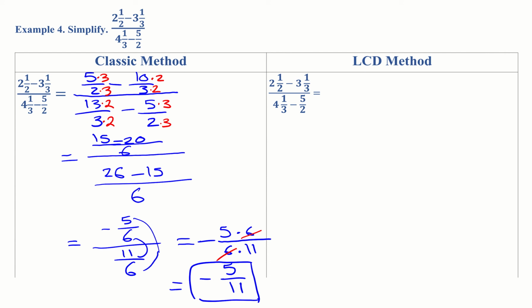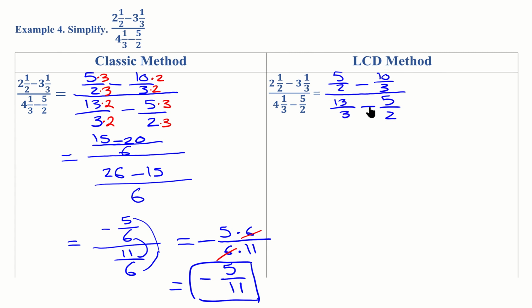So now let's do it using the LCD method. Remember, for the LCD method, let's make them all improper fractions first, like we did in the classic method. So we get, that's easy, we've already done it, but we'll do it again from scratch just to be sure we didn't make a mistake here. So 3 times 3 is 9 plus 1 is 10, so 10/3. And then 3 times 4 is 12 plus 1 is 13/3 minus 5/2.